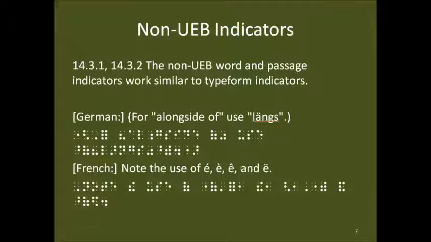So because we have 3 symbol sequences for the first set of 3 E's there, we're going to use the non-UEB passage indicator. And remember, we always have to close passages. So we have the non-UEB passage terminator there as well. Then just the word in regular UEB. And then our non-UEB word indicator for the last E with an accent, and it's Braille with dots 1, 2, 4, 6.